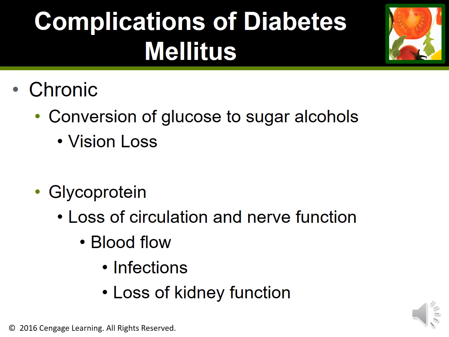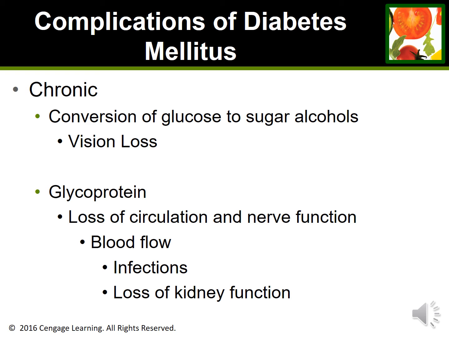Another thing that can happen is they have a harder time dealing with infections. Now, this happens for two reasons. The first thing is normally when we have an infection, we stimulate the inflammation response, which is sending blood to the area. If you have restricted blood flow because your blood vessels and blood cells are damaged, then you're not going to be able to send the blood necessary to the site of infection to help heal it.